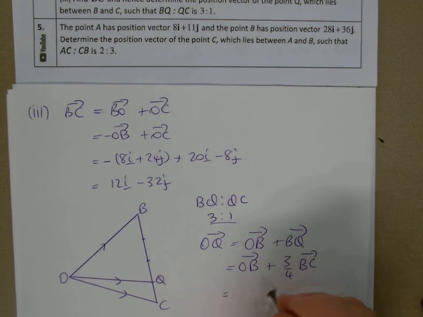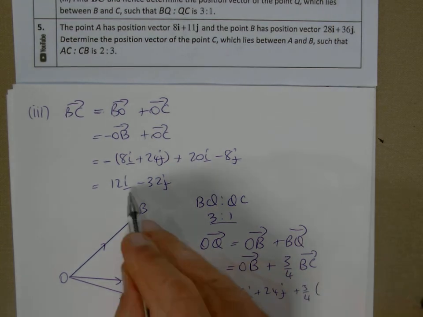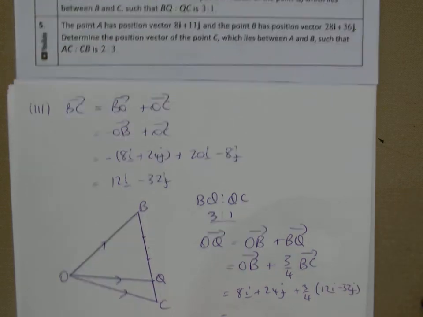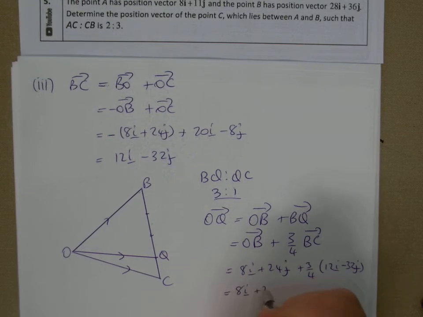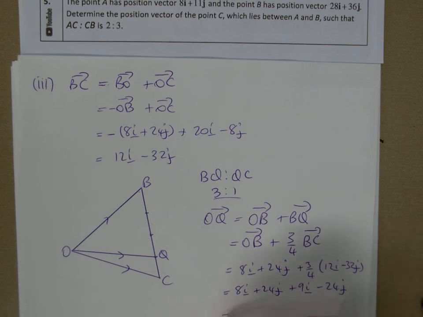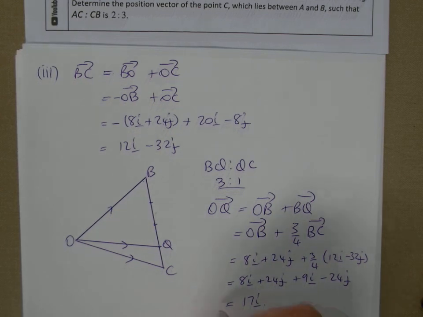Okay. So O to B is 8i plus 24j. And then B to C, well, we worked that out, is 12i minus 32j. So when I simplify this, 3/4 of 12 is 9, and 3/4 of 32 is 24. Then the j's will cancel, won't they, and we just end up with 17i. So that's a nice answer to finish with for this question: the position vector of Q, getting to Q, would just be 17i.